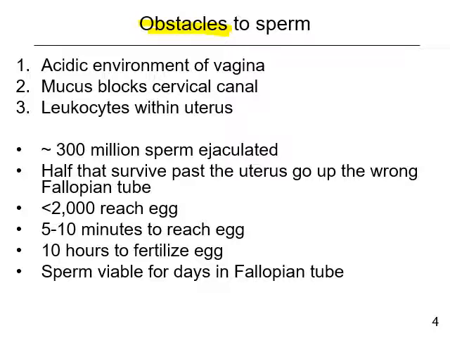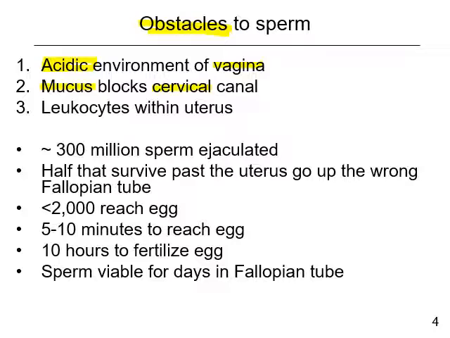The environment of the vagina is acidic, and this is not hospitable to the sperm, so it kills some of them. There is a plug in the cervix of mucus. Mucus plugs the cervix, and it serves to prevent sperm from entering the uterus. And if a sperm can't enter the uterus, it can't get to the fallopian tube, and so it couldn't fertilize.